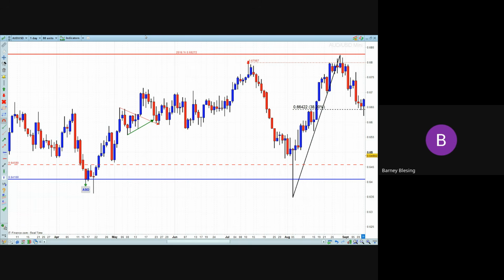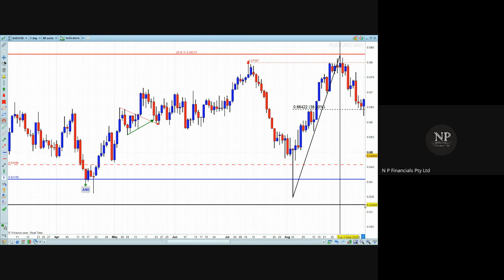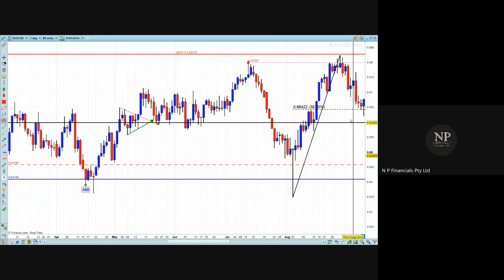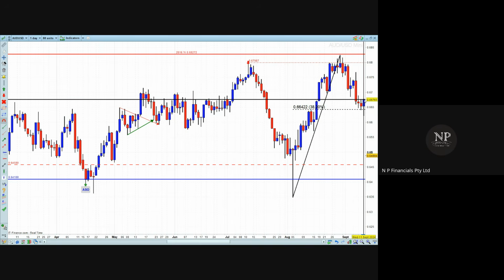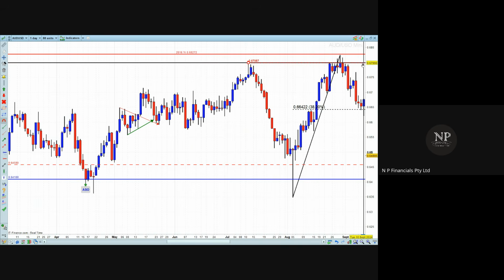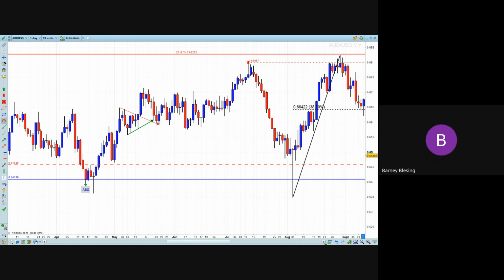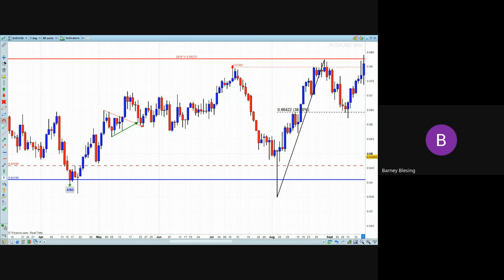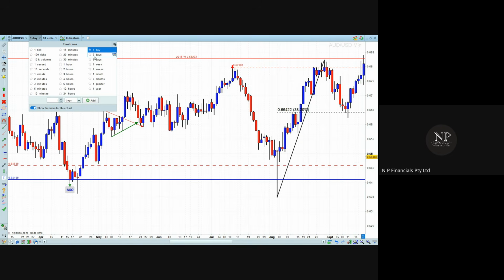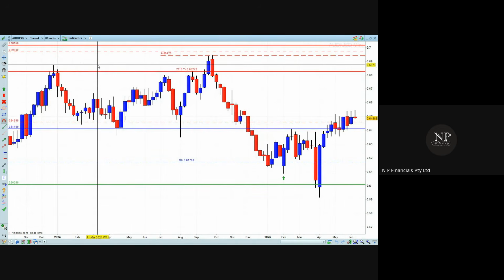So at 38.2, we had that hammer, and we can say that Fibonacci plus candlestick has given us an opportunity to buy again here. So we'll buy here on the hammer, and then our stop loss would be here. Our target would be here. Let's see. And we hit the target. That's good.